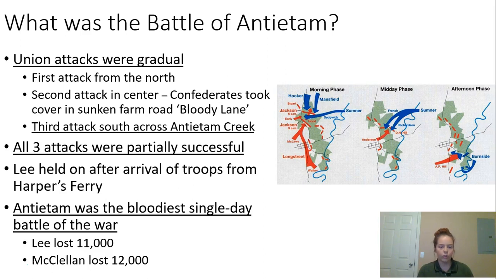All 3 Union attacks are only going to be partially successful, and Lee's able to hold on and stand his ground, and he's really aided by the arrival of more troops from Harper's Ferry. And so with these battles, we see major casualties on both sides, and so the Battle of Antietam becomes the bloodiest single-day battle of the entire war. We've got Lee's loss at 11,000 men and McClellan's loss at 12,000, so both sides losing big numbers.